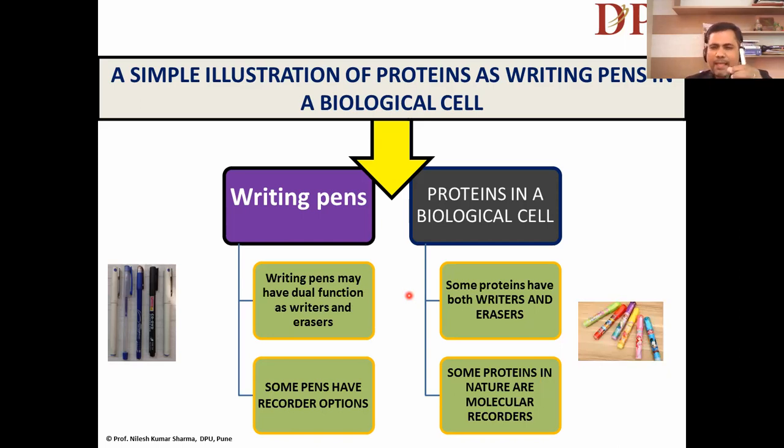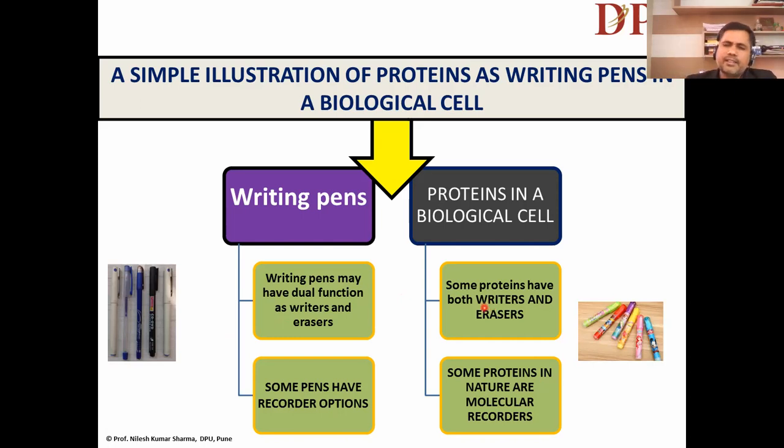Another very important point: if you look at these writing pens, this one has the capability of writing, but some writing pens have the capability of both writers and erasers. Likewise, in our biological cell system, some proteins naturally have the responsibility of writing the chemical languages, and also the responsibility of erasing those chemical languages.